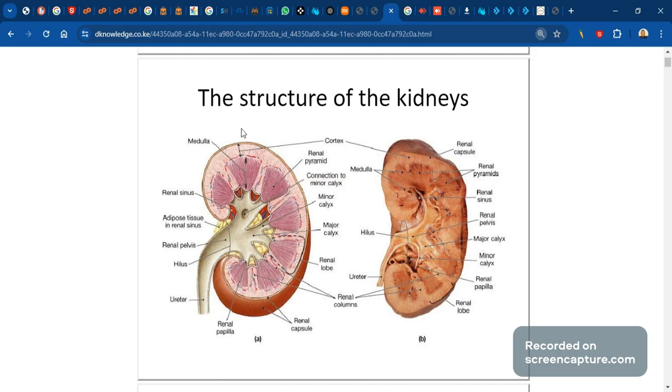We have the internal part of the kidney, that is the medulla, the cortex, and the calyx and the hilus and the pelvis of the kidney. Those are the internal parts, and all of these have nephrons, okay? They are the basic functional units of the kidney. Then externally, we have the capsule which covers and protects the kidney, and then the renal papilla.